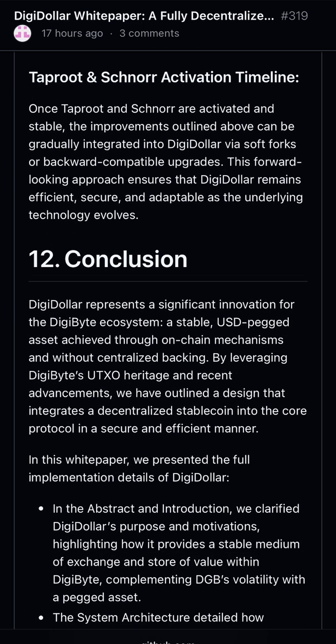Taproot and Schnorr activation timeline. Once Taproot and Schnorr are activated and stable, the improvements outlined above can be gradually integrated into DigiDollar via soft forks or backward-compatible upgrades. This forward-looking approach ensures that DigiDollar remains efficient, secure, and adaptable as the underlying technology evolves.